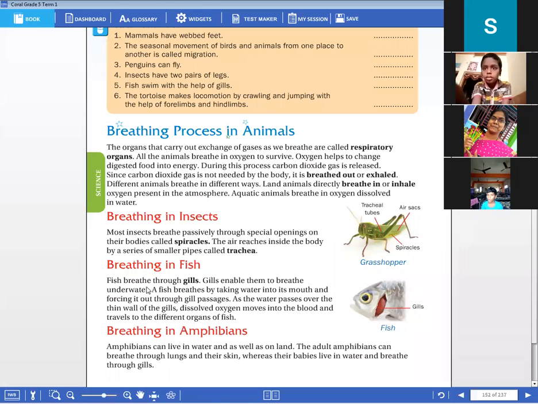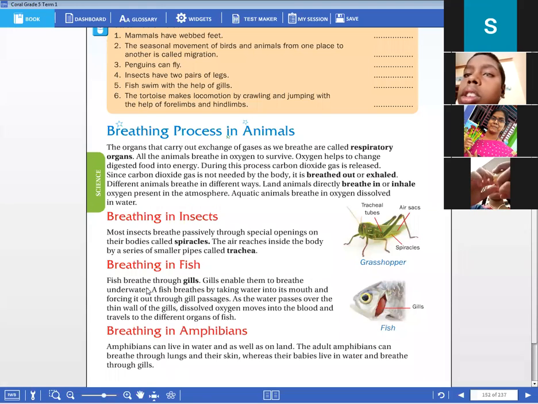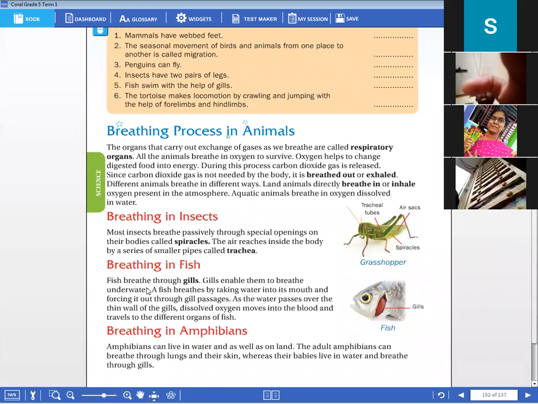Okay. Oxygen helps to change the digested food into energy. Whatever food we eat, children, it will get digested inside the stomach. Yes or no? Inside the stomach or intestinal part, it will get digested. The oxygen helps our digested food to be converted into energy. During this process, carbon dioxide gas is released. Since carbon dioxide gas is not needed by the body, whatever is unnecessary for our body, it will simply throw out through various ways.